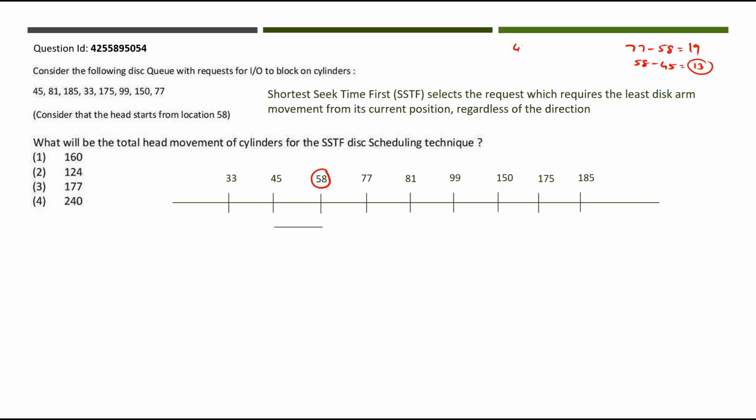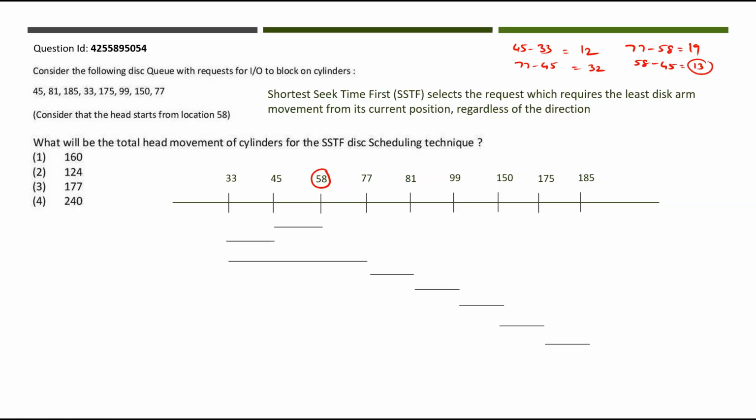Again from 45 you have two options, 33 and 77. 45 and 33 will need only 12 movements, while 45 and 77 will need 32 movements. So we are going with 33. From 33, the next request that has to be processed will be 77 only. After 77 it is 81, after 81 it is 99, after 99 it is 150, after 150 it is 175, after 175 it is 185.